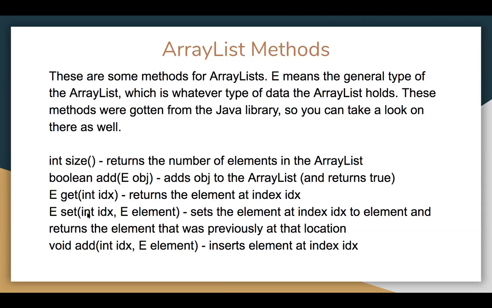So next one, set. I'm not going to go over it too much, but you can see here that we have two elements as the parameters. And this sets the element at index IDX to element and returns the element that was previously at that location. Void add int IDX E element, it inserts element at index IDX. So you can see here that we have two add methods here. So they're made different by these. So again, like we said before, you can't have two methods with the same name unless you make the parameters different. So in this case, these two methods are allowed.